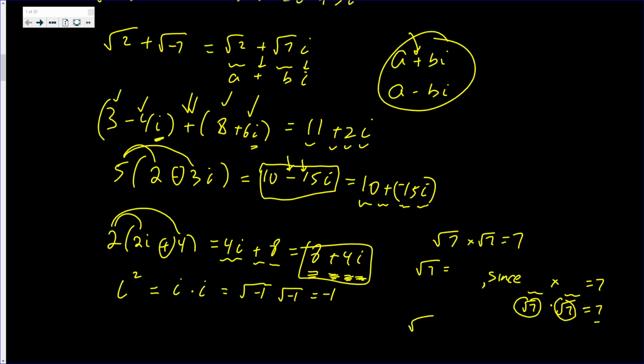Let's call the exact value of the square root of 7 k. The reason the square root of 7 equals k is because k times k equals 7. But another way of writing k is square root of 7. Oh, look at that. The square root of 7 times the square root of 7 is 7. The square root of negative 1 times the square root of negative 1 is negative 1.